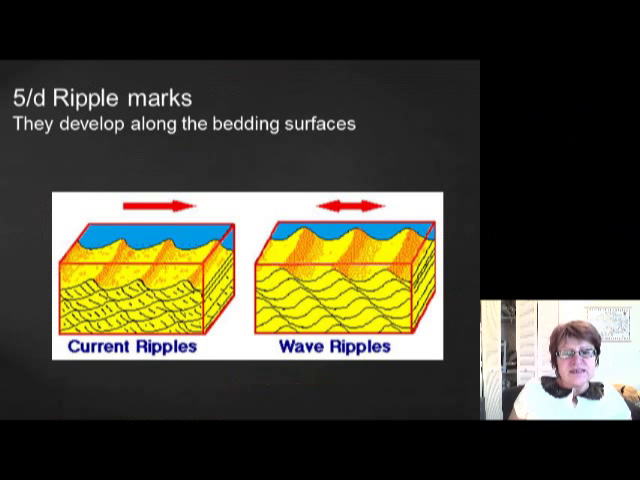The next sedimentary structure is the ripple mark. When you think of the cross bedding, that's like from the side of the layers, but the ripple marks are happening on the bedding surface. And I haven't mentioned the bedding surface.